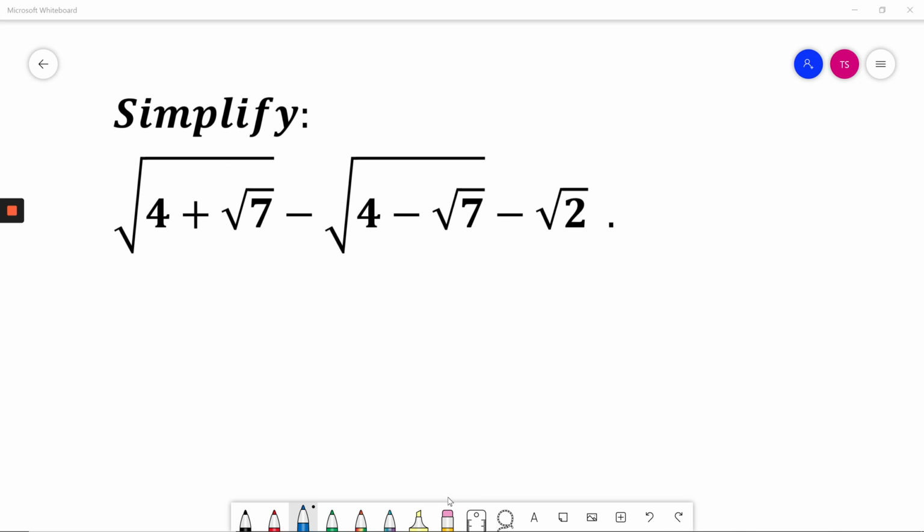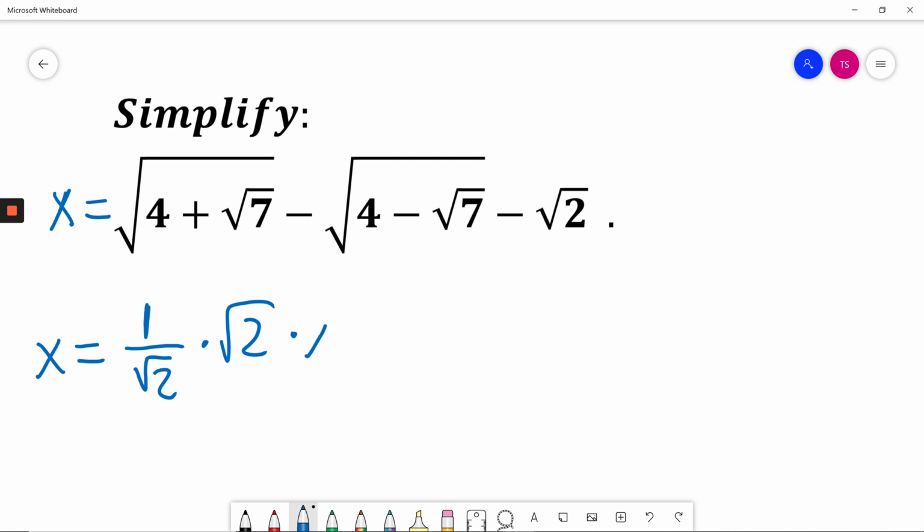Simplify. At this moment, I encourage you to pause the video and solve it by yourself. Okay, I can solve it, for example, this way. I will call my number x, and I will multiply it by special one. Divide by square root of 2 and times by square root of 2 of my number x.